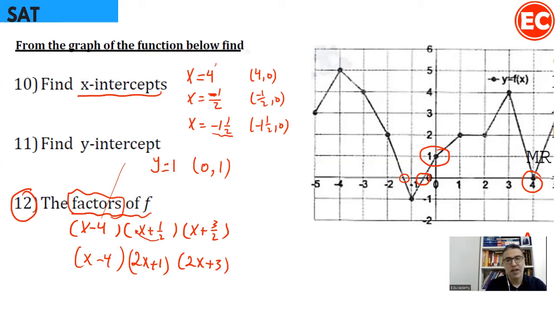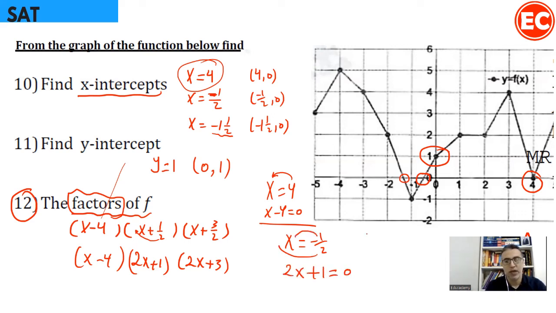So instead of writing the equation like this, x is equal to 4, I move the 4 inside. So it's x minus 4 is equal to 0. And instead of writing x is equal to negative half, I put the 2 here and move the negative 1 inside, so it's going to be 2x plus 1. And instead of x is equal to negative 3 over 2, I move the 2 there and move the negative inside, so 2x plus 3 is equal to 0, and these are called factors of the function. And the function here is graphed.